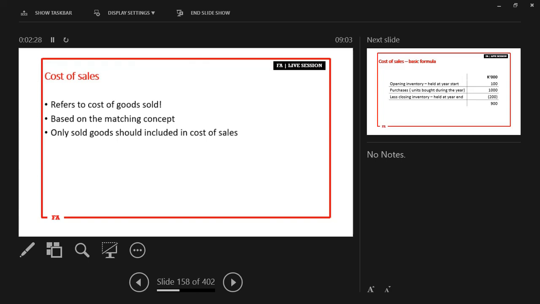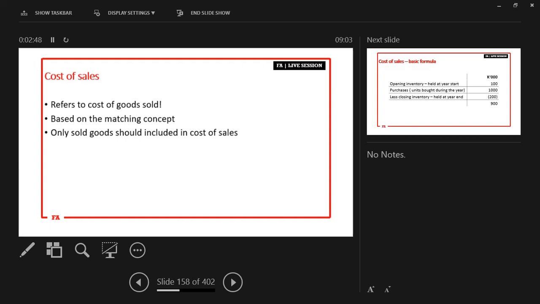Cost of sales is based on the matching concept. Who remembers the matching concept? And please don't write what you don't understand. Don't be on autopilot writing what you don't understand. When you're writing something that doesn't make sense to you, you ask questions, all right?